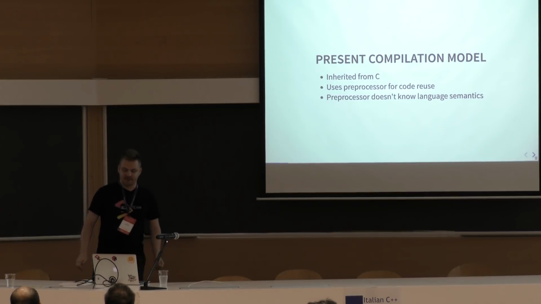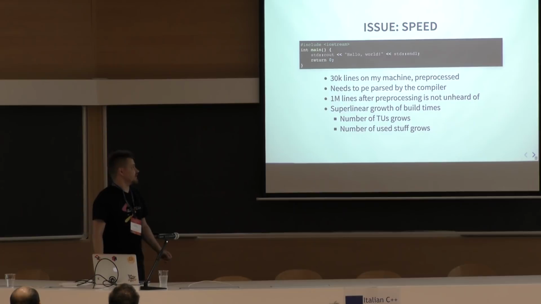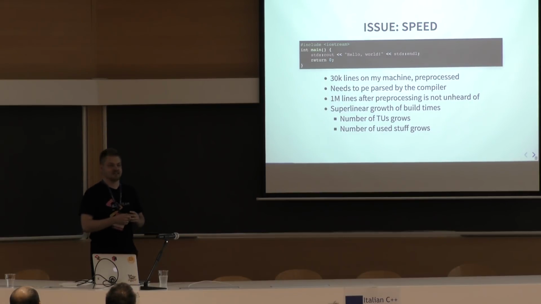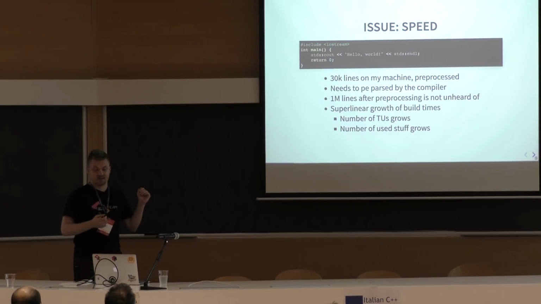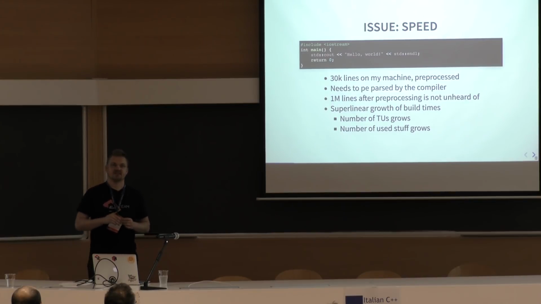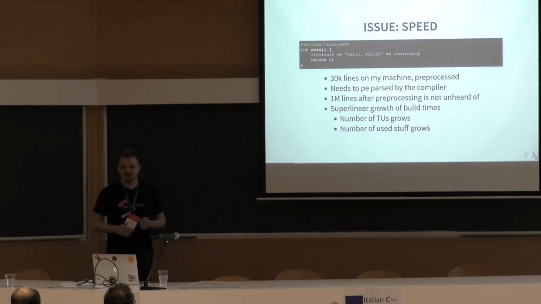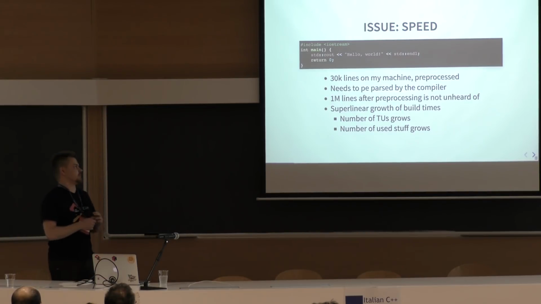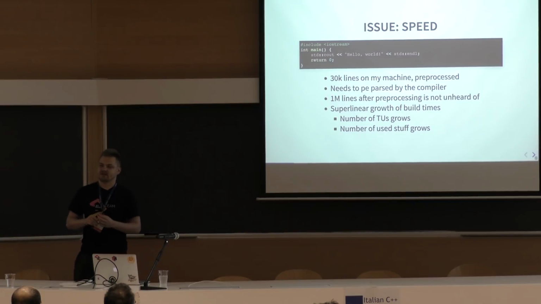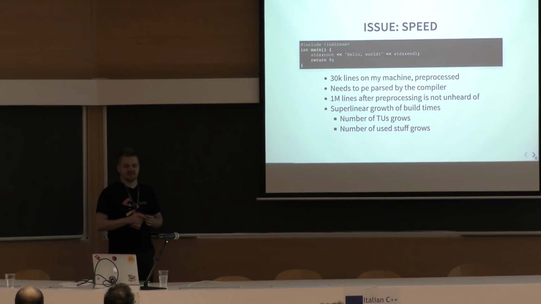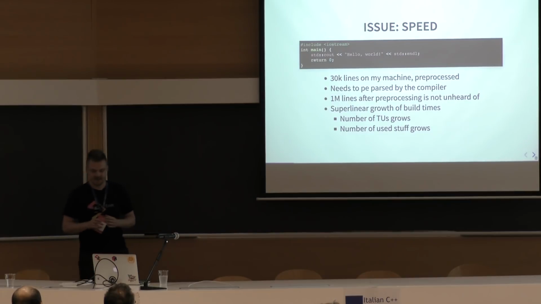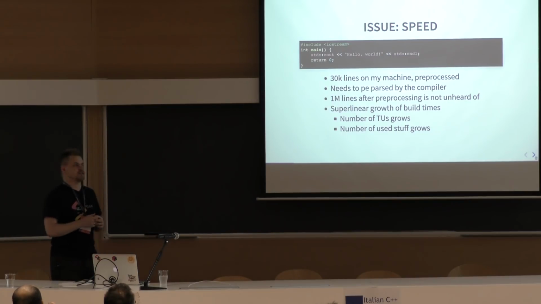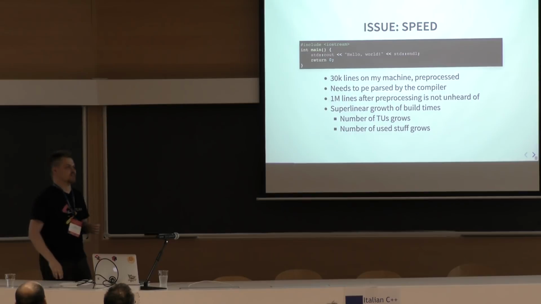And it has some complications. First, it's speed, obviously, speed and build performance. Because this hello world, when expanded on my machine, takes about 30,000 lines after preprocessing, and the compiler can't cheat. It should parse each and every declaration in these 30,000 lines, and it should do it for every file in your project, expand and parse.